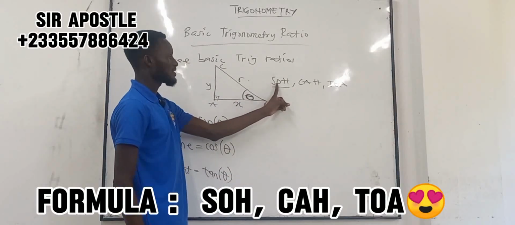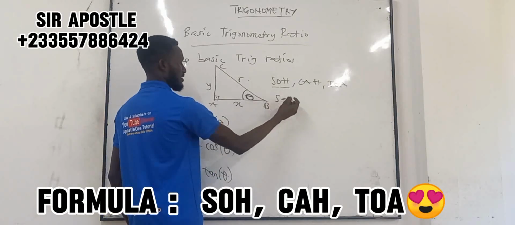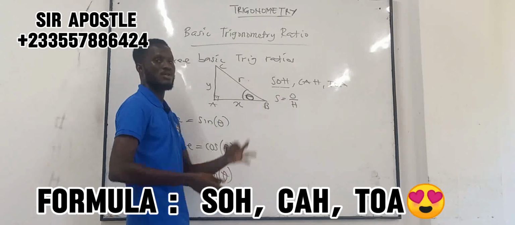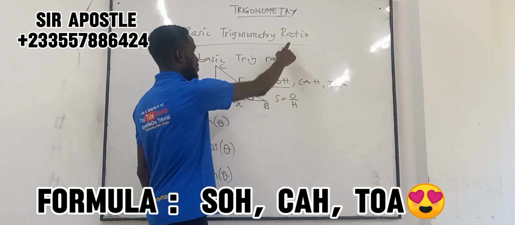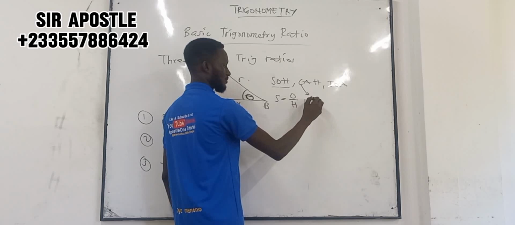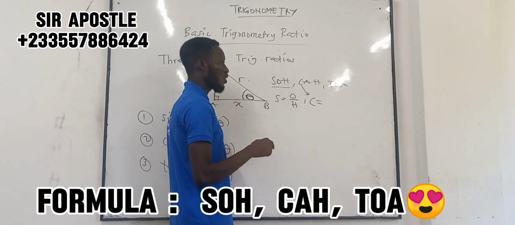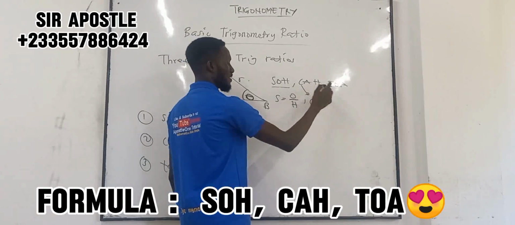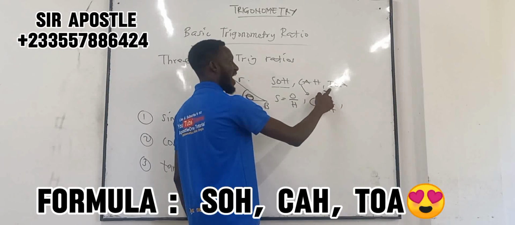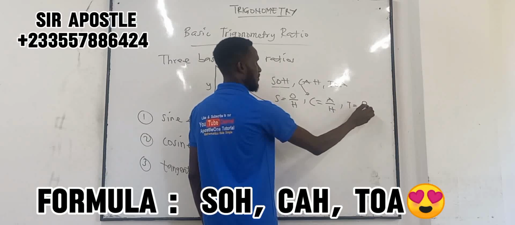Now, the sine is opposite over hypotenuse. When I take the first letter S, the next letters are O divided by H. That's why we said it's a ratio. Ratio means division. Trigonometric ratio means division. Now, when we take cos, the C is the trig ratio, cos. It is the adjacent over the hypotenuse. Now, when we consider the last one, T, it is O divided by A.